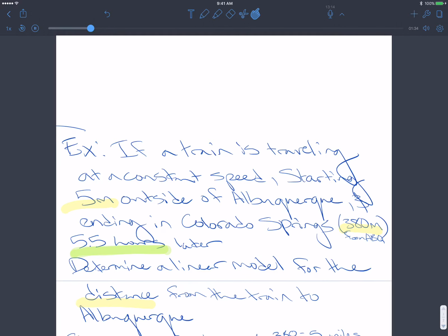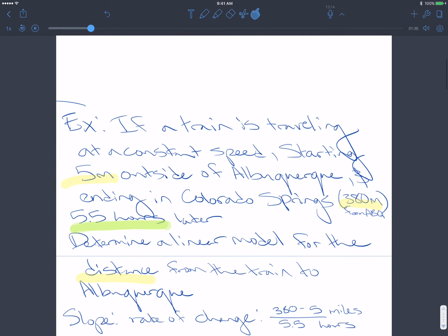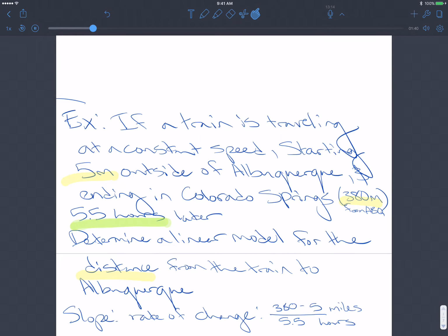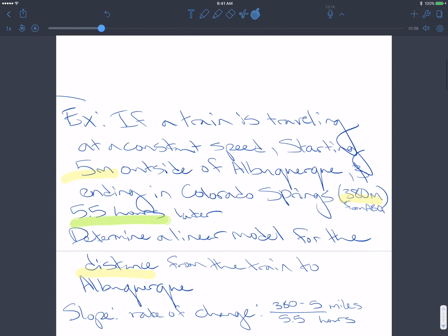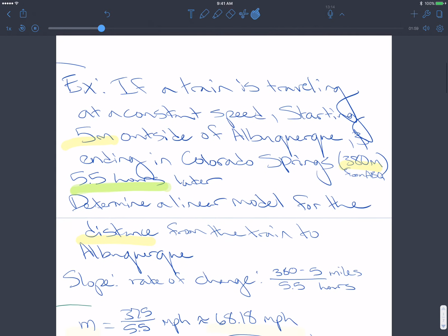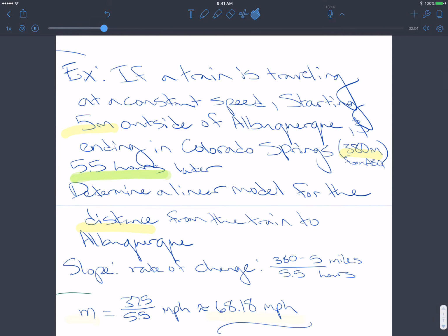And so if I look at the difference in my y values, the 380 minus 5 goes on top, and then 5.5 hours minus 0 is in there, right? Because you're assuming that the start is at 0, time-wise. So the slope will be given by 380 miles minus 5 miles over 5.5 hours minus 0 hours. Okay, and that corresponds to what? Since that's our rate of change, that is our m in y equals mx plus b. So that gets us 375 miles over 5.5 hours, miles per hour, which is about 68.18 miles per hour.